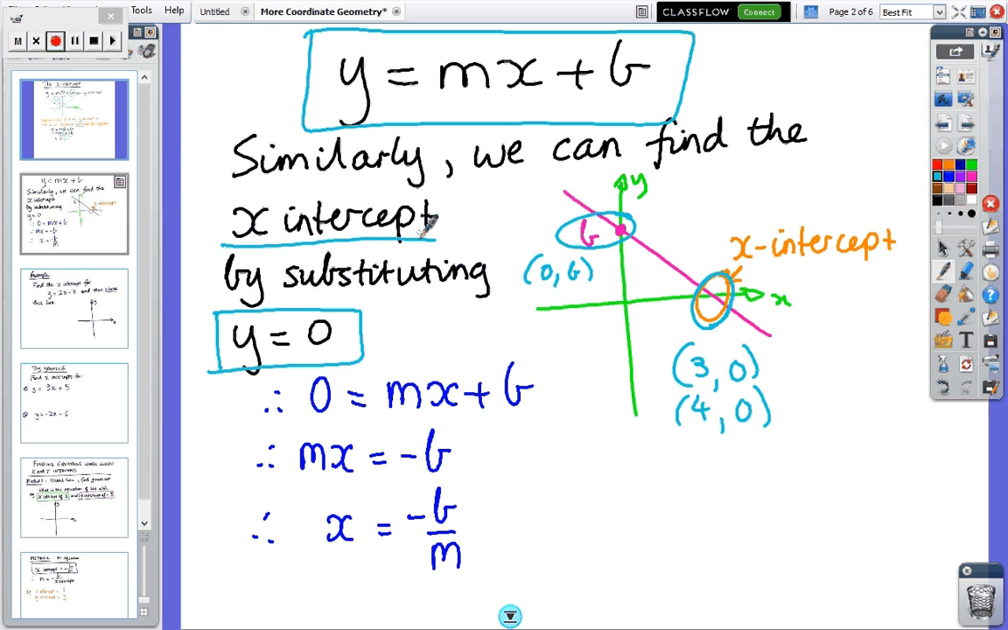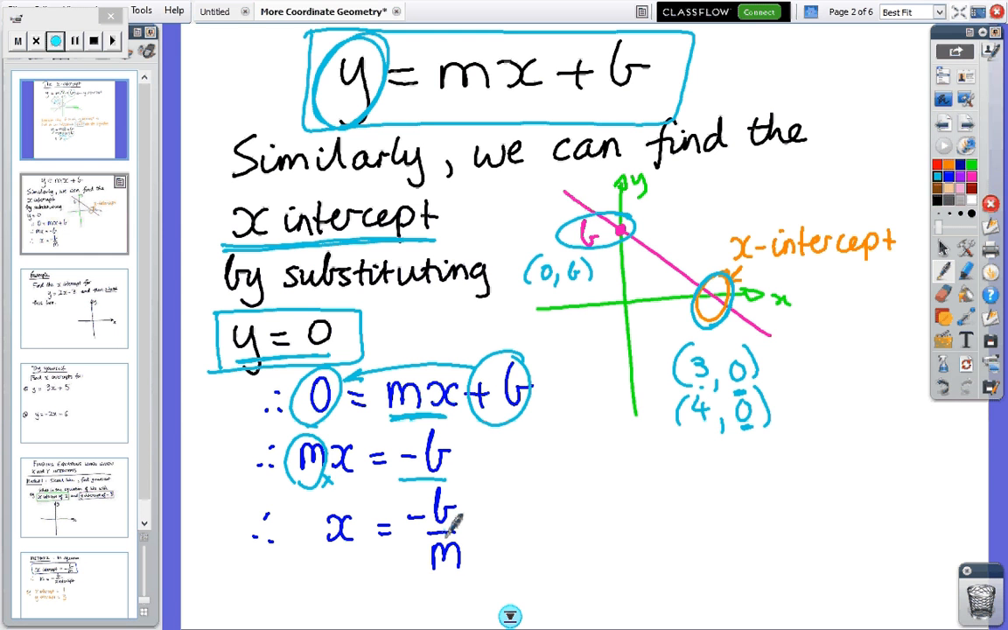To find the x-intercept, we make y equal to 0, because x is a number, but y equals 0 on the x-axis. So if I put 0 for y, here's how we solve it. The b number goes across to the other side and becomes minus b. So mx equals minus b. And then to get rid of the gradient, the m value, there's a times sign in between m and x, so to get rid of times, we divide.